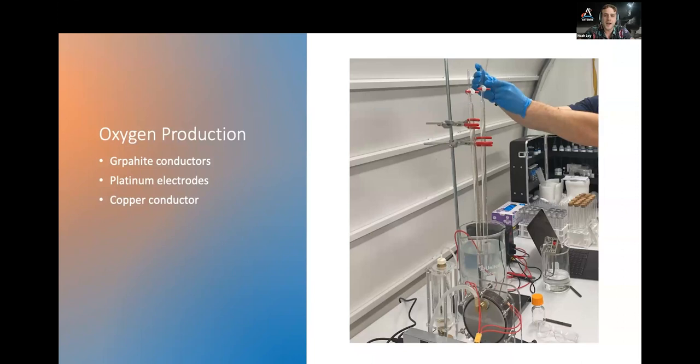And then, yeah, so oxygen production. Overall, graphite conductors were able to sustain enough oxygen for one human for 15 minutes. The platinum electrodes were able to produce enough oxygen to sustain a human for 2 minutes. And the copper conductors produced enough oxygen to hypothetically sustain an average-size human for 14 minutes at an average breathing rate. The application for this is huge, the scope.